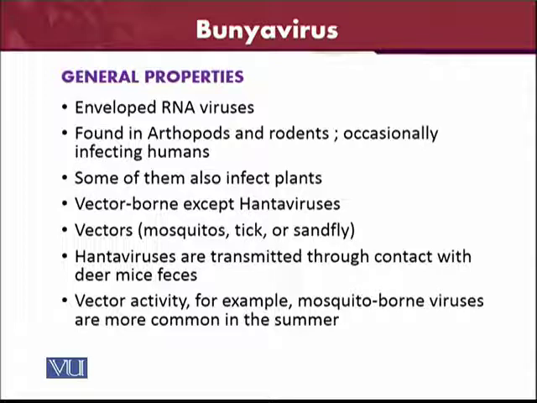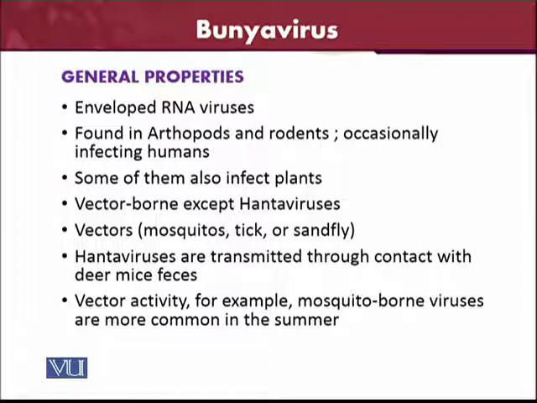The vectors used for such Bunia viruses, most of them are mosquitoes or flies, sand flies, and ticks, the special species from the tick-borne diseases. It's also important that vector-borne diseases are specific as far as their intermediate hosts are concerned. So in this case, mosquitoes, ticks and sand flies can be used as the vectors. Now, we already said that these are vector-borne except the hantaviruses. What do the hantaviruses do for their replication? Hantaviruses are transmitted through contact with deer mice feces.